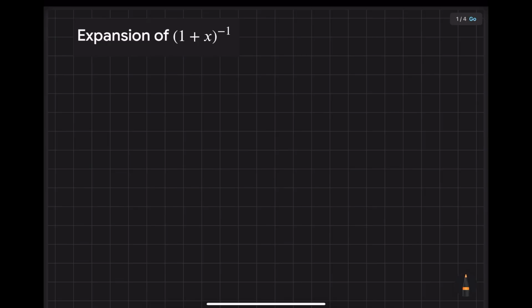So we got this question. Expansion of 1 plus x power minus 1. You know that here the index is something different, correct? So we cannot apply that logic, okay? But still we have to solve. So look at this, how we will open this part.